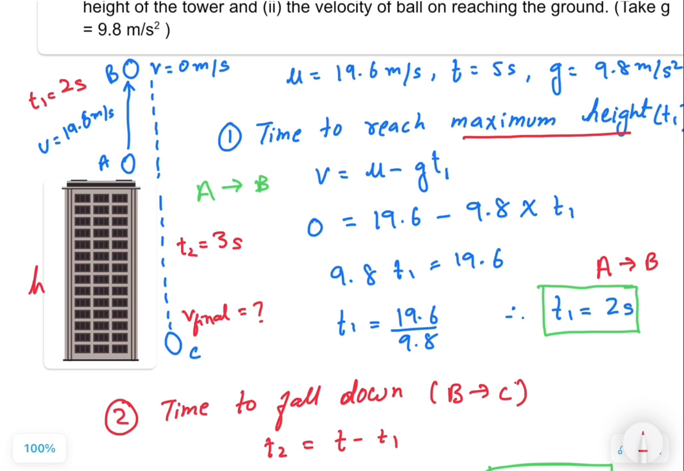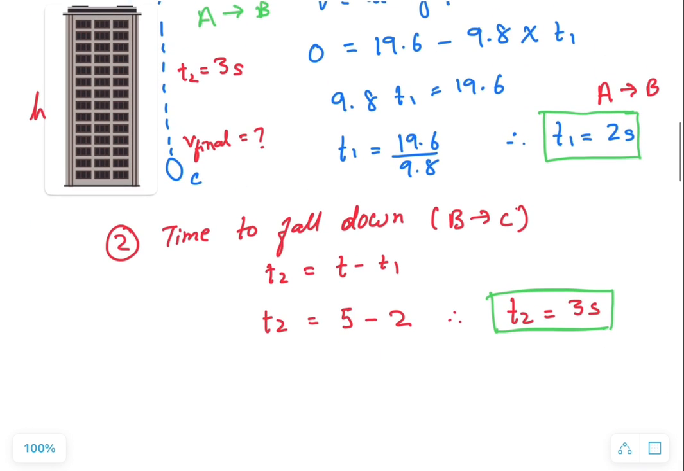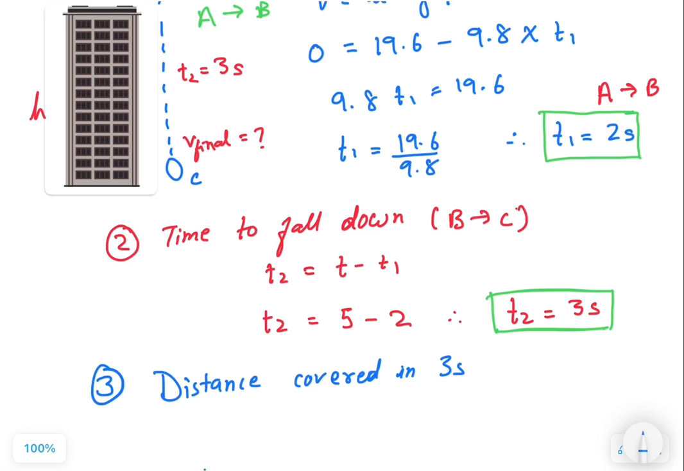Now let's find the distance covered in 3 seconds. So we are going to find the distance from point B to point C. From point B to C, what is the distance covered?